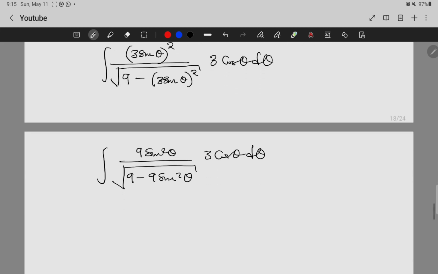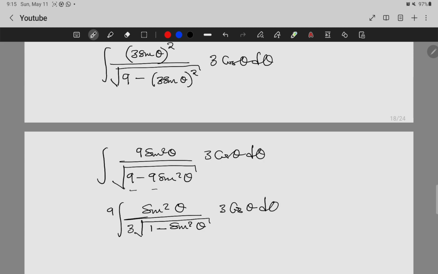We can factor out a 9 under the root there and then square root it. The 9 in the numerator can come out to give us this, so that we now have 9 sine squared theta over. When we factor out this 9 and then square root that, it becomes a 3, leaving us with a 1 minus sine squared theta over 3 cos theta d theta.